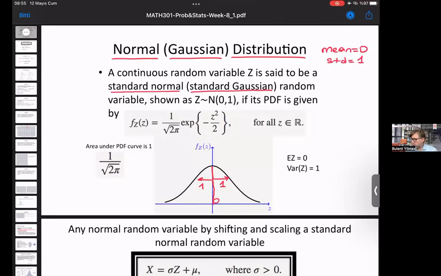So the area under this curve is 1. Half of this is 1/2 here, 1/2 here. So this part is 1/2, this part is 1/2. So half of the curve is 1/2, the other half is 1/2. So it's a symmetric probability density function. This is a PDF for normal distribution. We will see this a lot in our course.